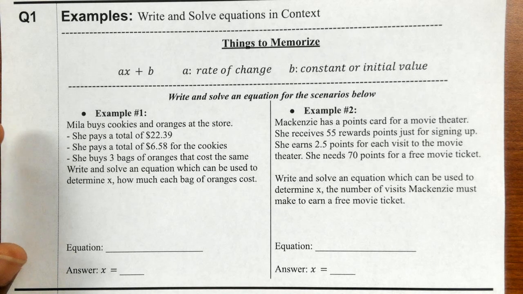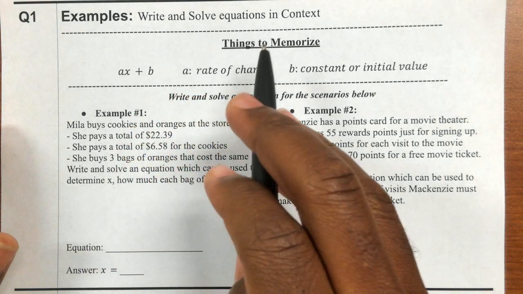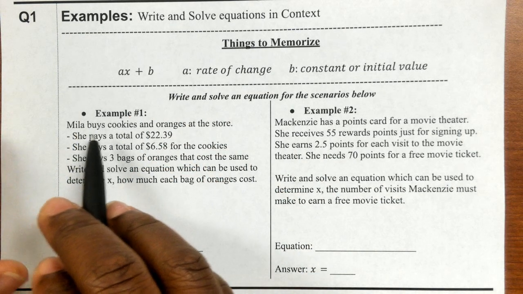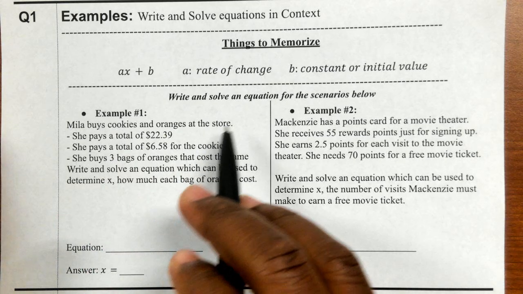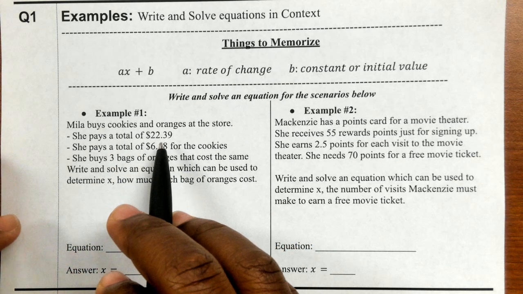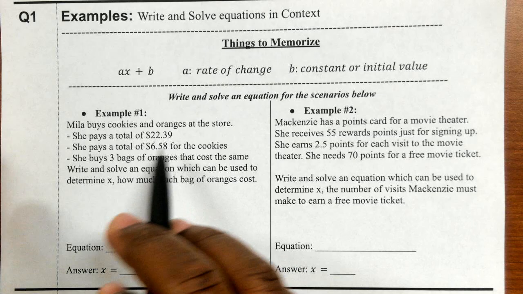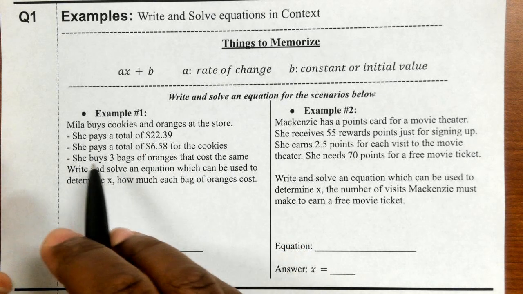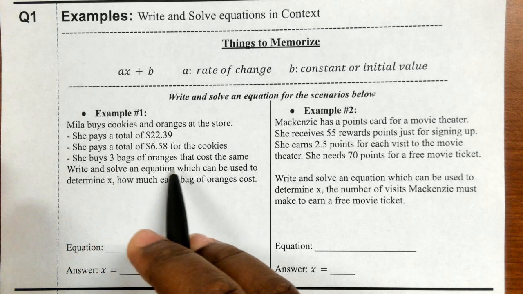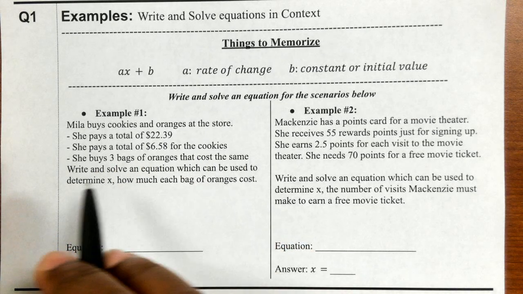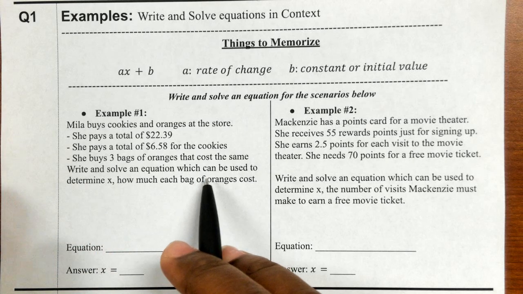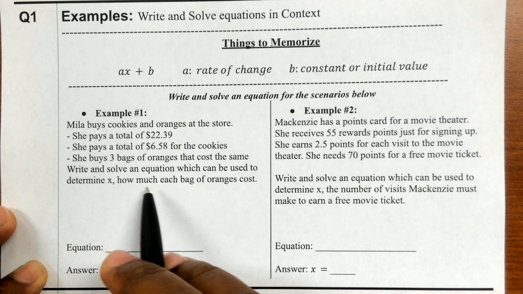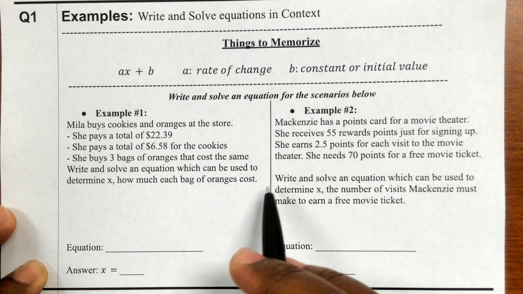Question number 1 wants us to write and solve the equation in a context. The question says, Myla buys cookies and oranges at the store. She pays a total of $22.39. She pays $6.58 for the cookies, and she buys 3 bags of oranges that cost the same. Write and solve the equation which can be used to determine x, which is how much each bag of oranges costs.